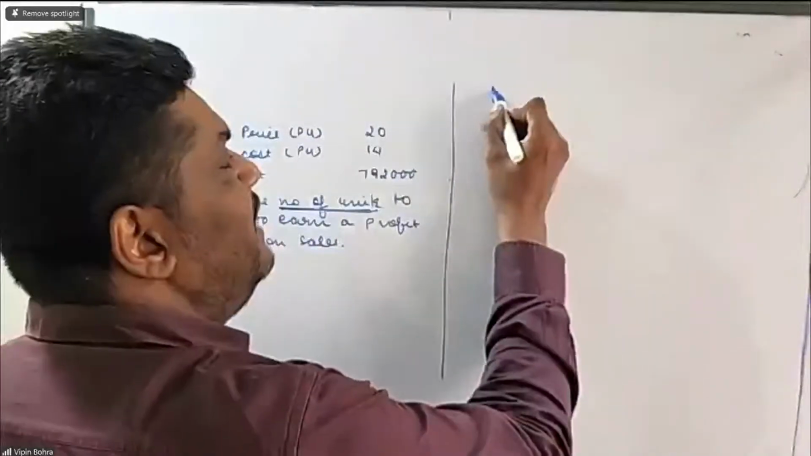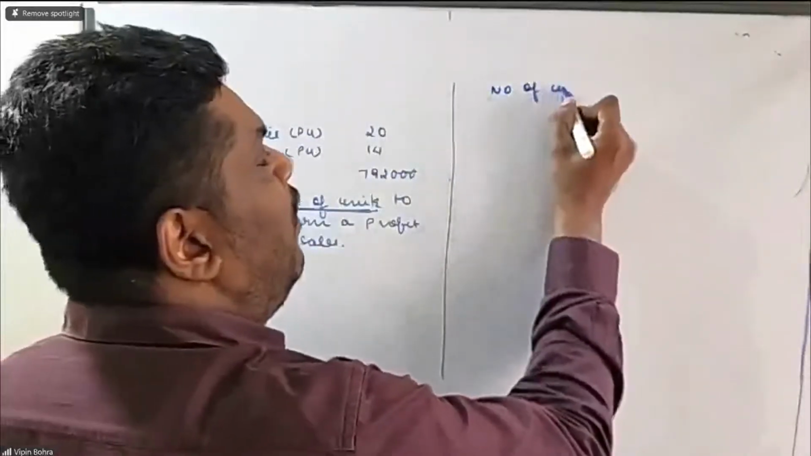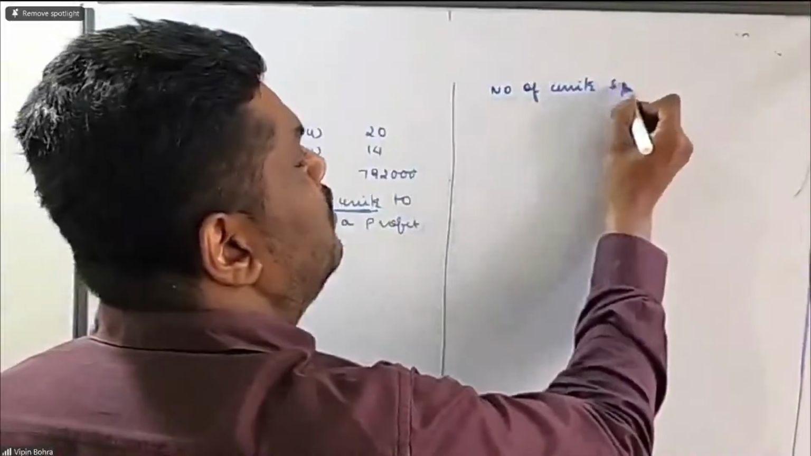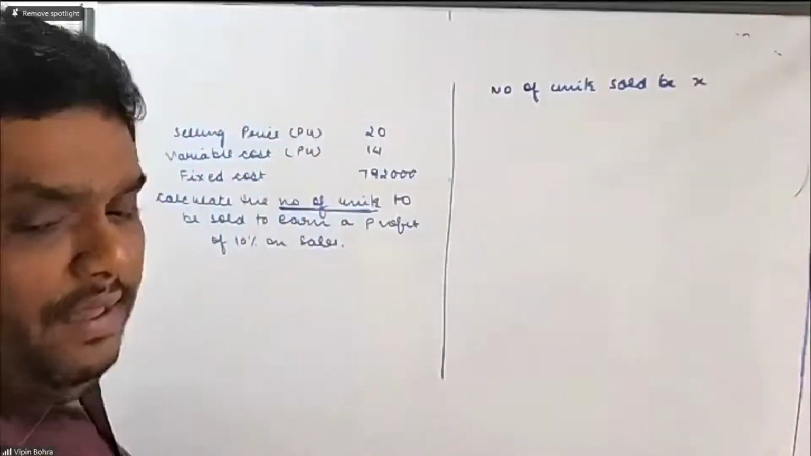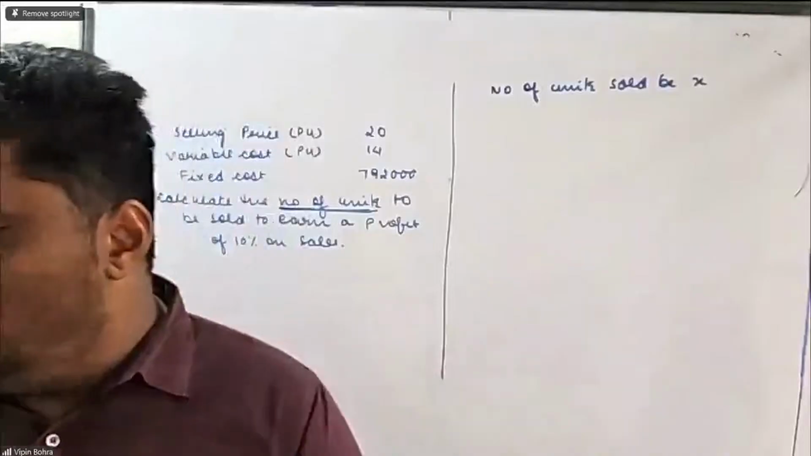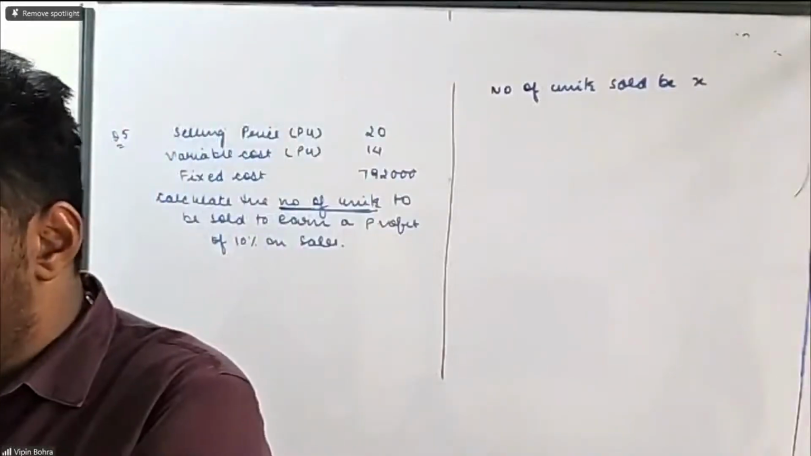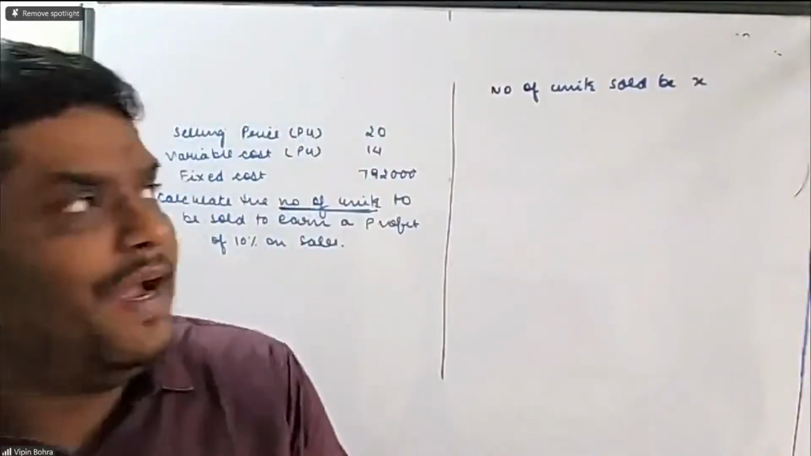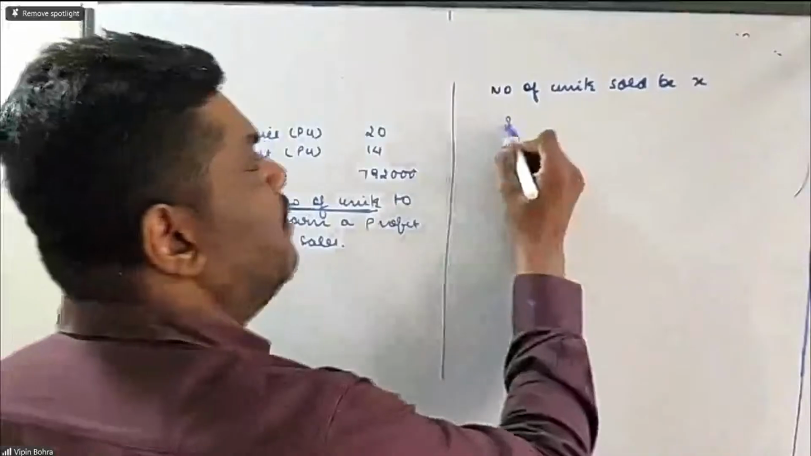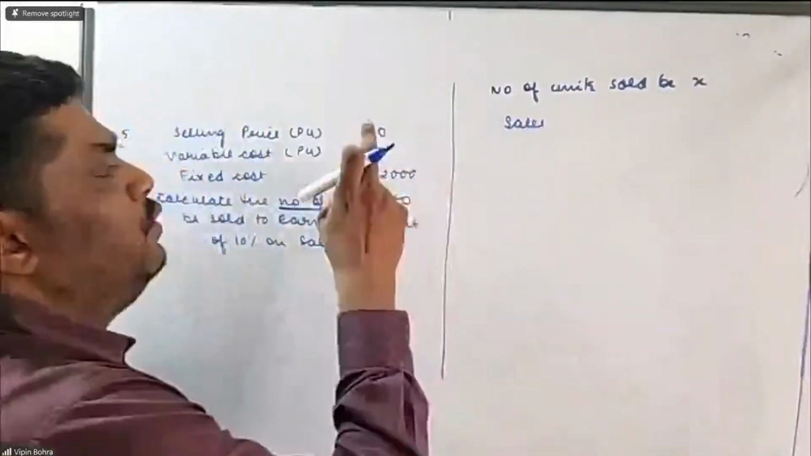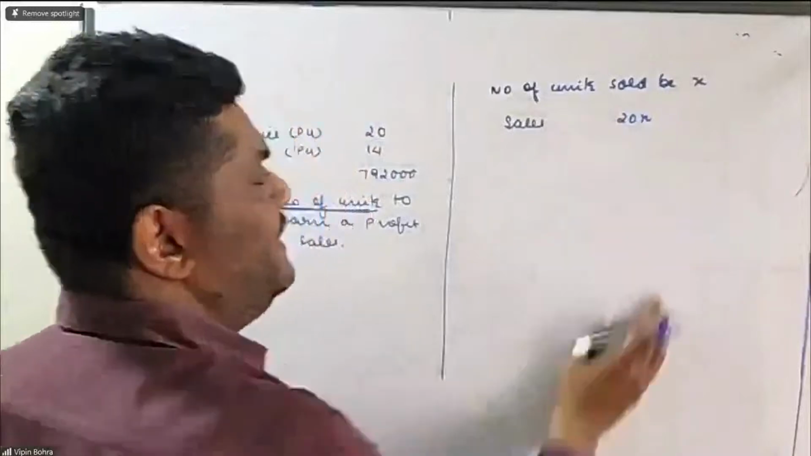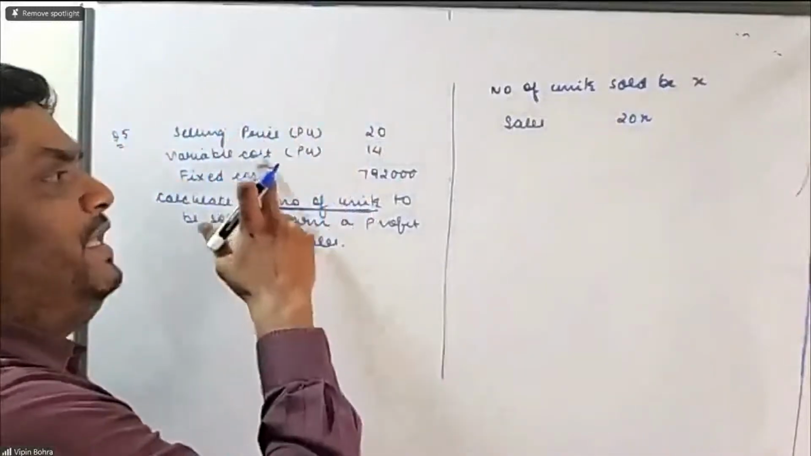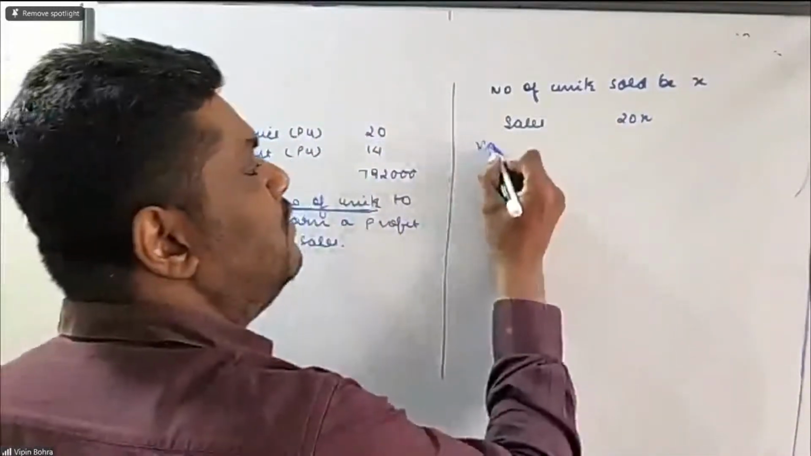So let the number of units sold be X. So what will be my total sales? My total sales will be 20 into X, that is 20X. Variable cost will be how much?